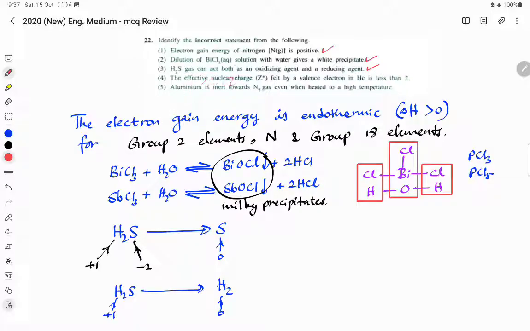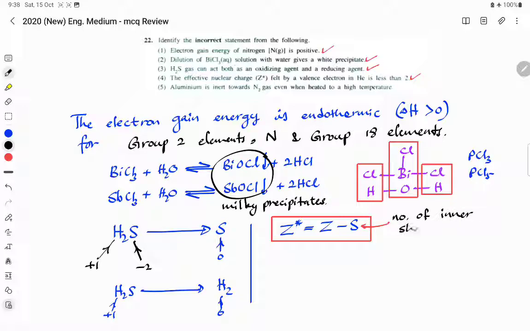Fourth one, the effective nuclear charge felt by a valence electron in helium is less than 2. This is actually a correct statement, but for the advanced level syllabus, students do not know how to calculate the actual effective nuclear charge. But we use a simple method for the first 20 elements. The effective nuclear charge is equal to the actual nuclear charge minus the shielding effect. In the advanced level, we take the shielding effect as the number of inner shell electrons. So let's draw the helium. It has only one energy level and 2 electrons. So Z effective will be the number of protons, which is 2. There are no inner shell electrons, so it will be 0. So it will be 2.